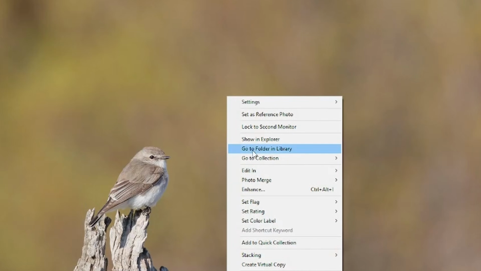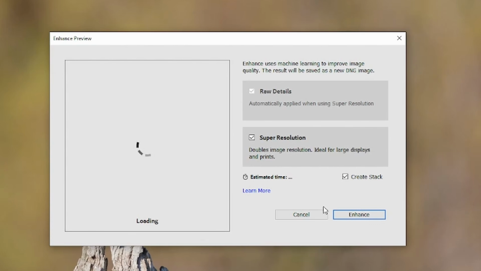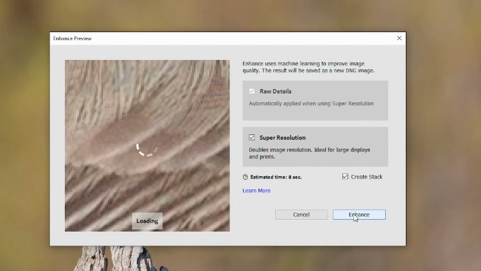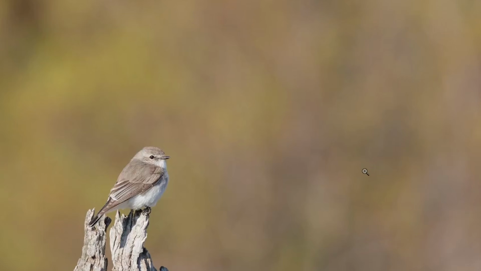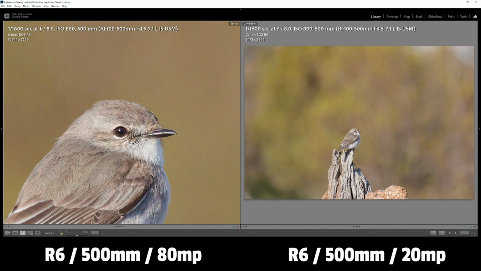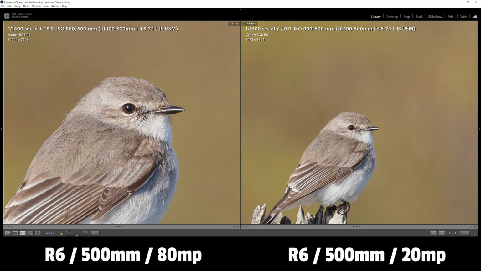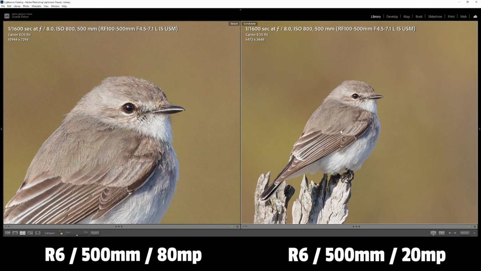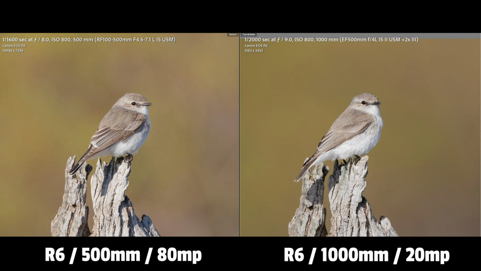And that brings me to the final question: how well does the upscaling software work? If you've got Adobe Lightroom, then you've got Adobe's new Enhanced Super Resolution, where it quadruples the amount of megapixels you have. So our 20 megapixel R6 file is now actually 80 megapixels once we've enhanced it. How does it actually look at 80 megapixels? Let's find out. I've enhanced the 500mm image, and now I've cropped that down to the 1000mm field of view. And as you can see, they're actually very similar now in size.